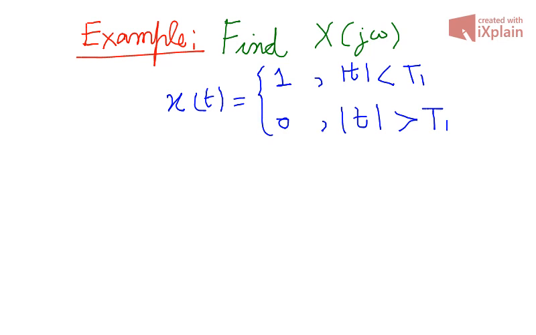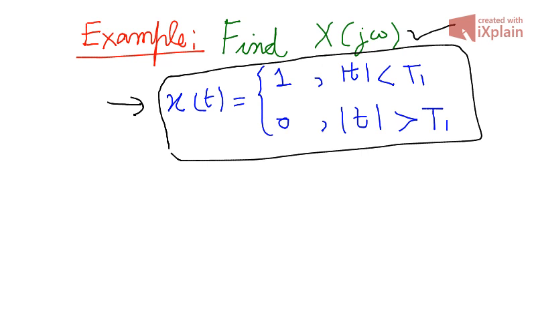In this video, we have to find the Fourier transform X of j omega for a time domain signal, which is x of t, described mathematically in this expression. It says that x of t is equal to 1 when the absolute value of t is less than t1, and it is 0 when the absolute value of t is greater than t1.